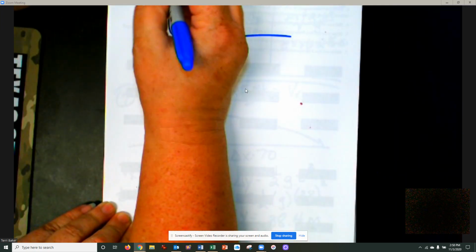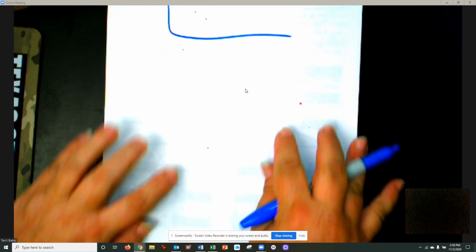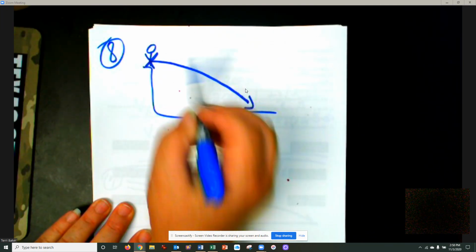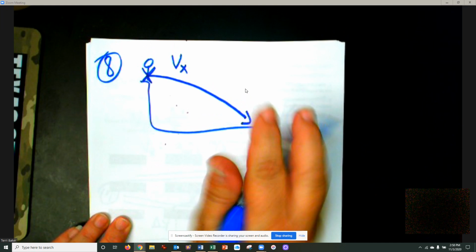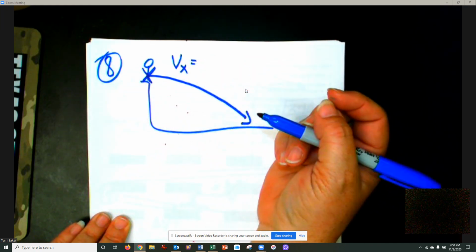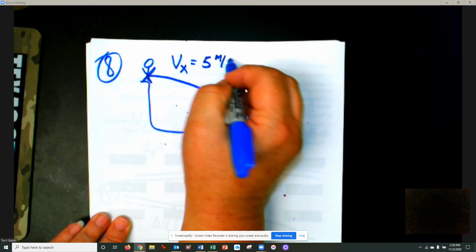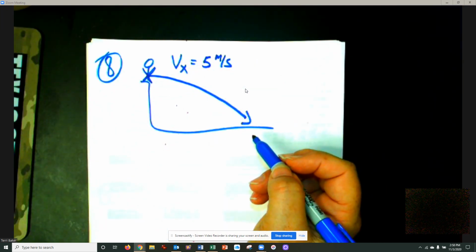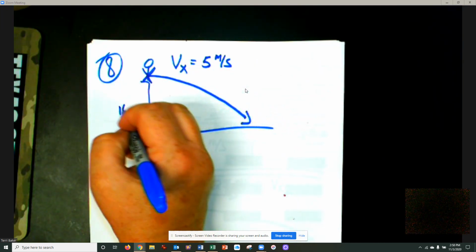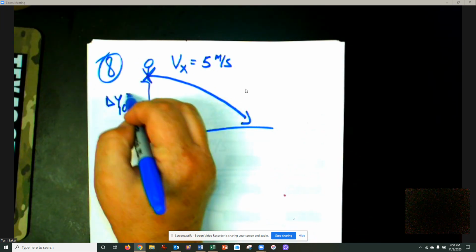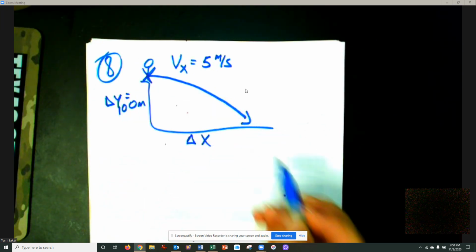Okay, number 8. An astronaut stands on the edge of a crater. He throws a half-eaten Twinkie into the crater. The initial velocity in the horizontal direction is 5 meters per second for the Twinkie. The crater is 100 meters deep. It wants to know delta x.